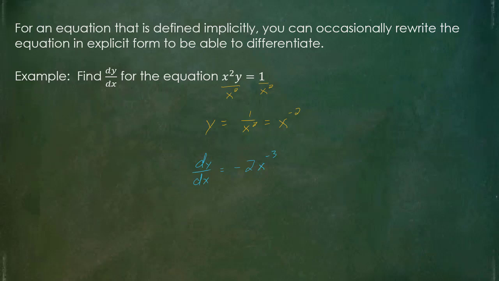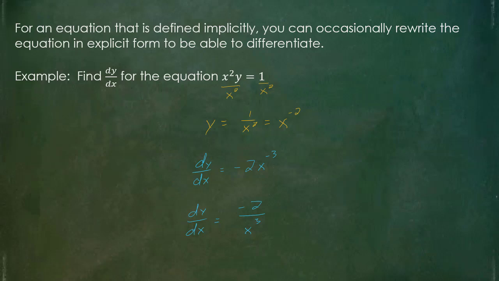And now I can go ahead and move my negative exponent to the denominator and say that the dy over dx actually is equal to negative 2 over x to the positive 3 power. So notice, even though it was presented in the implicit form, we still had a strategy that allowed us to find the derivative.